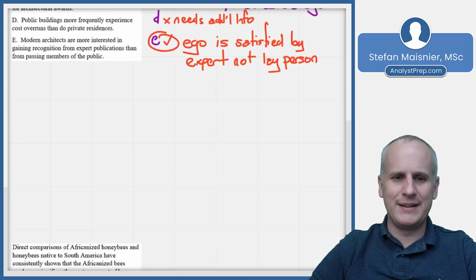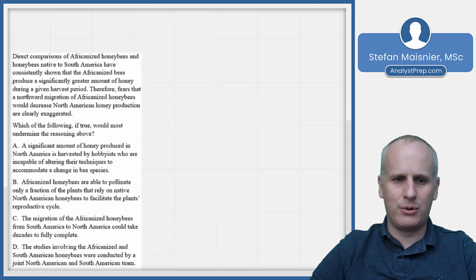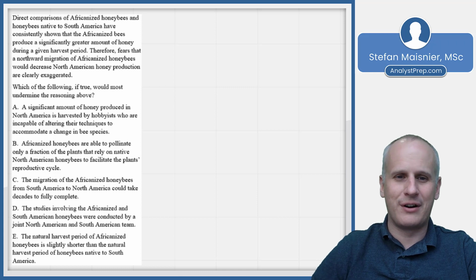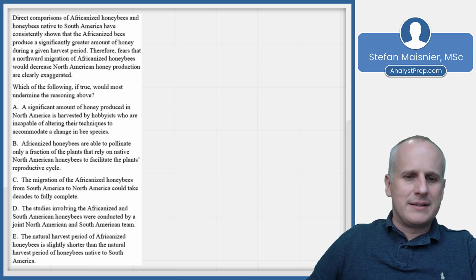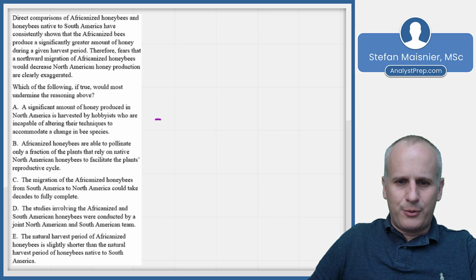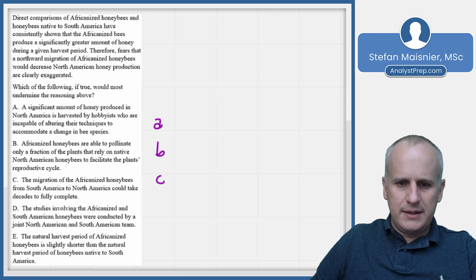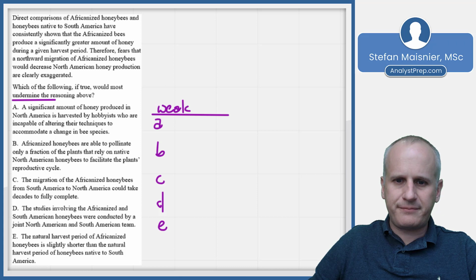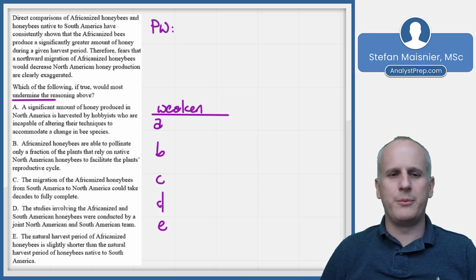So let's scroll on down and take a look at one more example here. It's a relatively lengthy one, or at least the answer choices are. So setting up our scratch work once more, we got A, B, C, D, E. Put a little line over top. We see we are being asked to undermine the reasoning above, so that means we need to weaken. And so we'll put PW for predicted way to weaken.